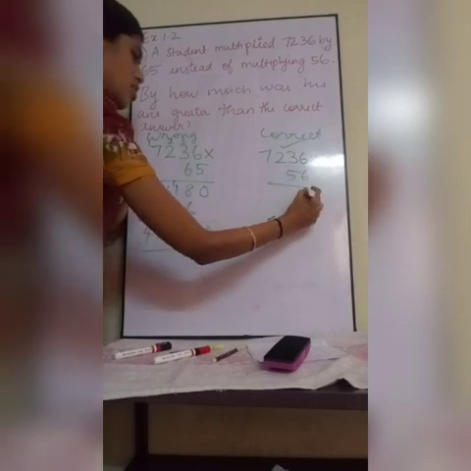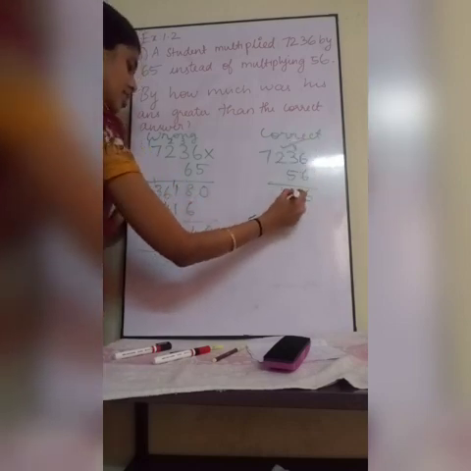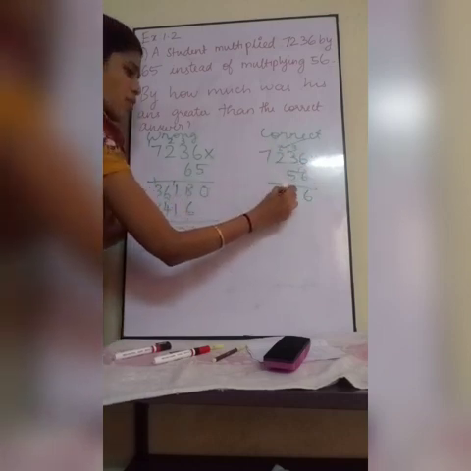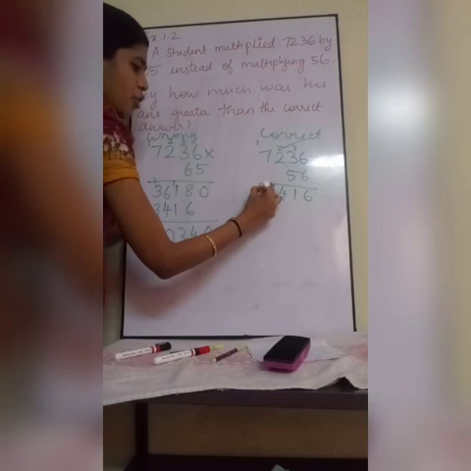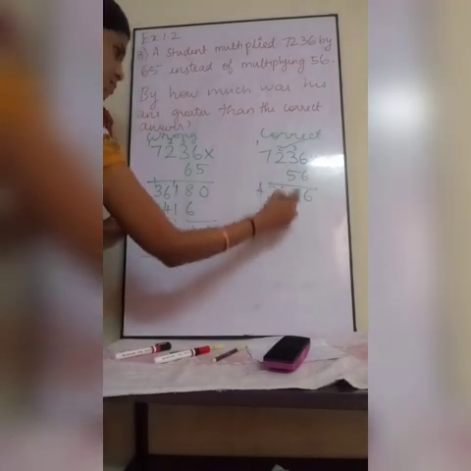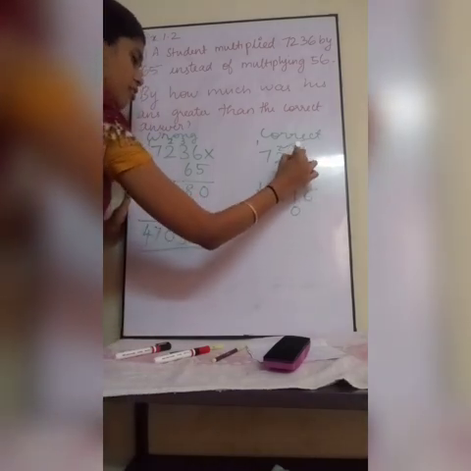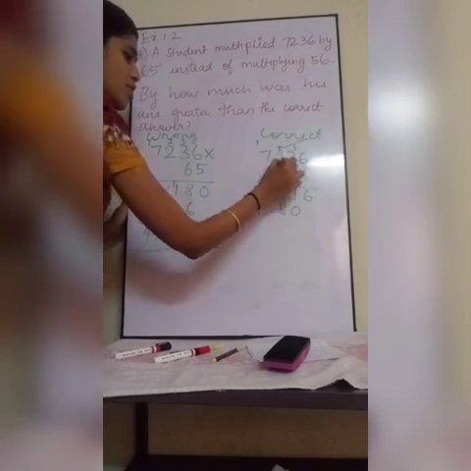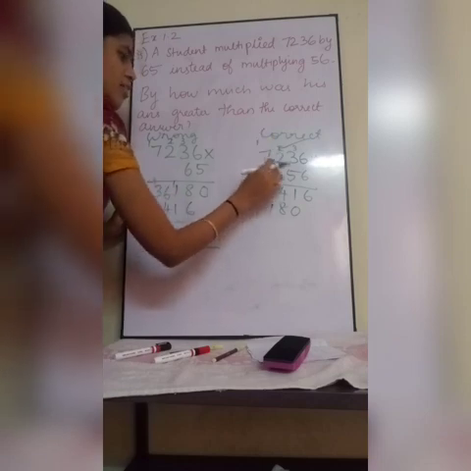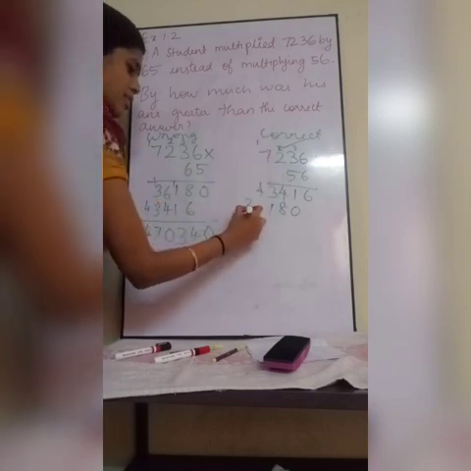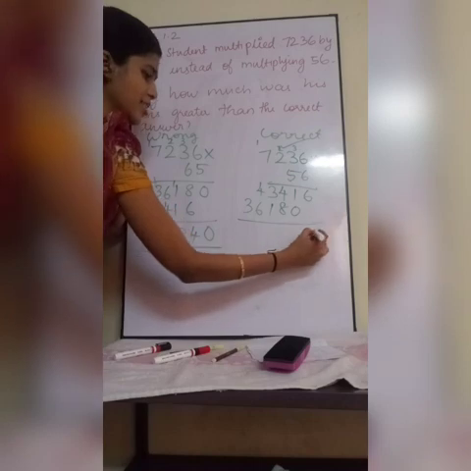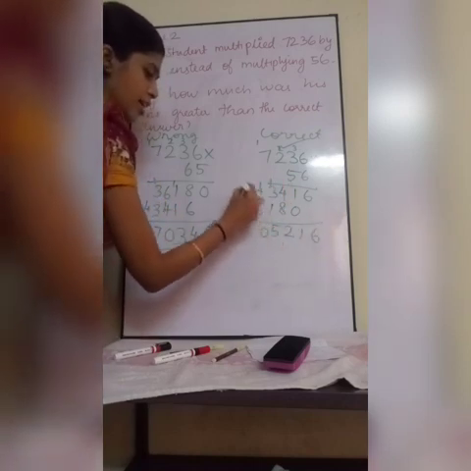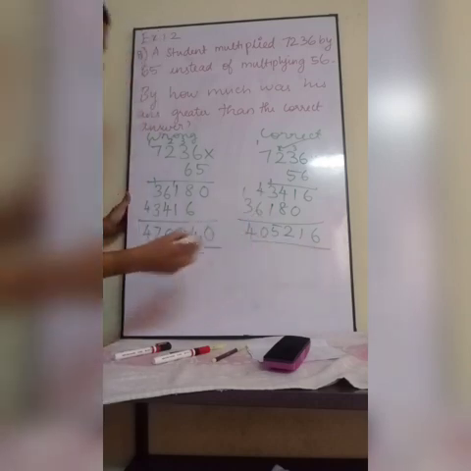So 6 6s are 36, 3. 6 3s are 18, 19, 20, 21, 2. 6 2s are 12, 13, 14. 42, 43. Next, 30. 6 5s are 30. 5 3s are 15, 18, 1. 5 2s are 10, 11. 1. 7 5s are 35, 36. Now I am going to add it. 6, 1, 12, 5, 10, 4. This is my correct answer.